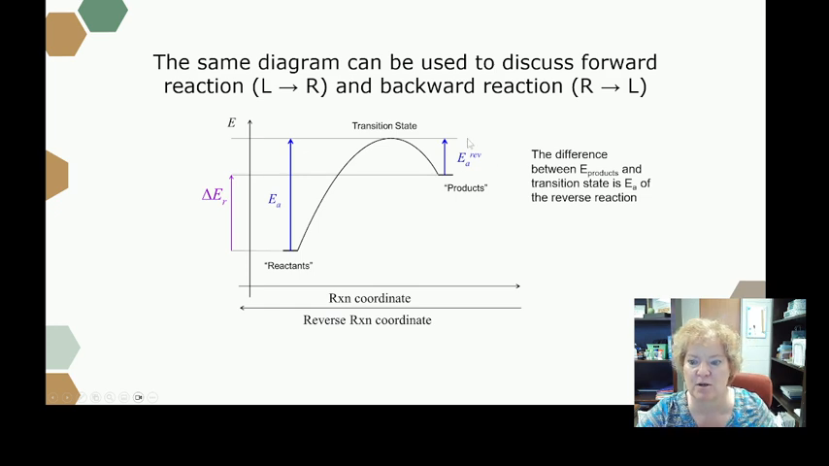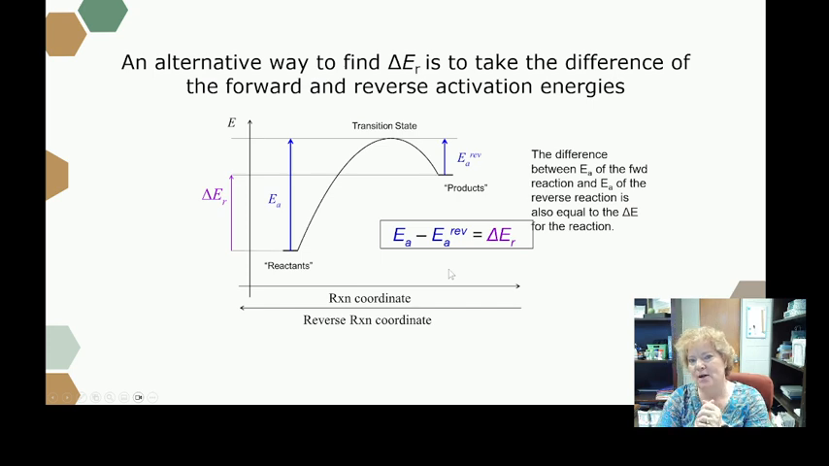But if it's the reverse reaction, we always have to indicate it's the reverse reaction somehow. One more trick: an alternative way to find the change in energy of the reaction is to compare the difference in activation energies. If I want to know this value here, the enthalpy of the reaction, or in this case, since it's showing energy, the change in energy of the reaction, I take the activation energy of the forward direction minus the activation energy of the reverse reaction. And I end up with the energy of the reaction.